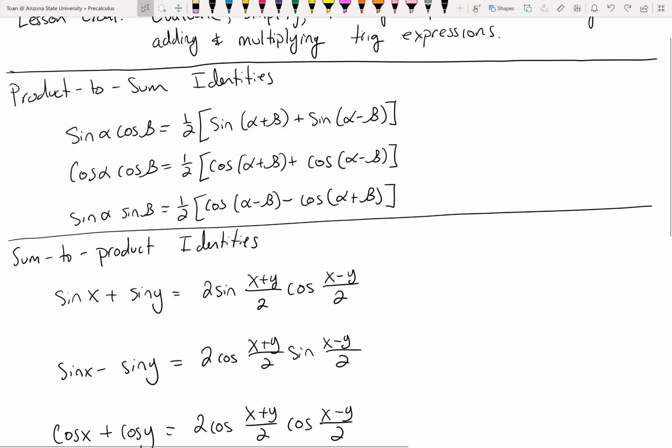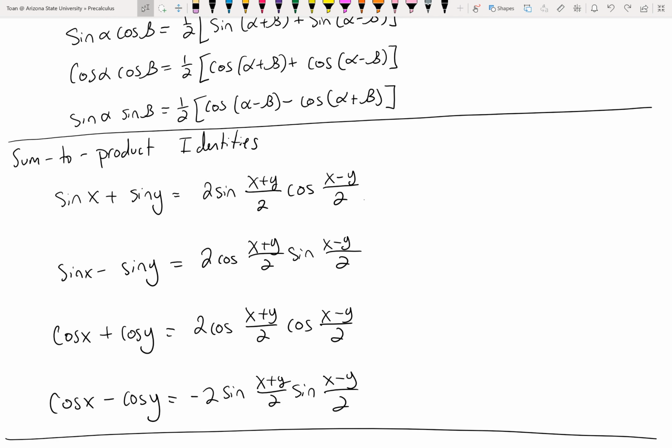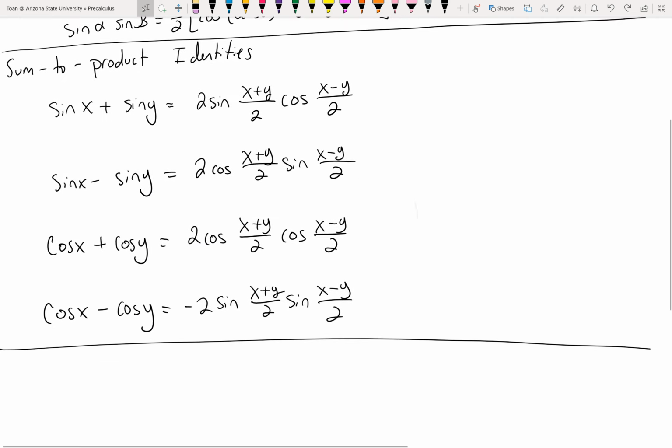What the sum to product does is it goes in the other direction. It goes to the other operations. What if I added two sine values that were different angles? This is the pattern you'd use. If you subtracted two different sines, if you added two different cosines, if you subtracted two different cosines, right? We're not going to bother with tangents and secants, so on and so forth.